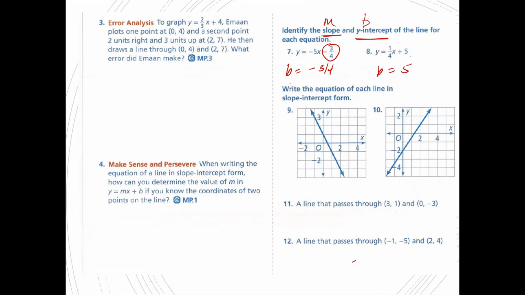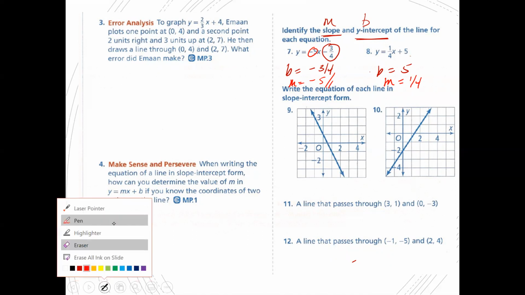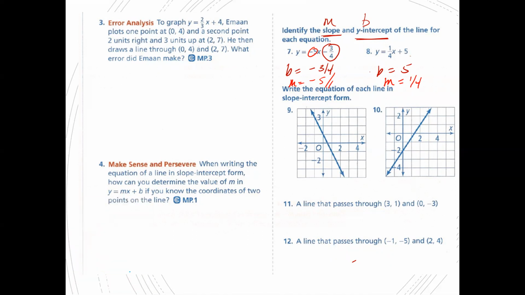Now with your slope, that's always the number in front of the x. So if it's not in a fraction, you just put a 1 underneath that. For number 8, it's 1/4. Let's continue on with number 9.